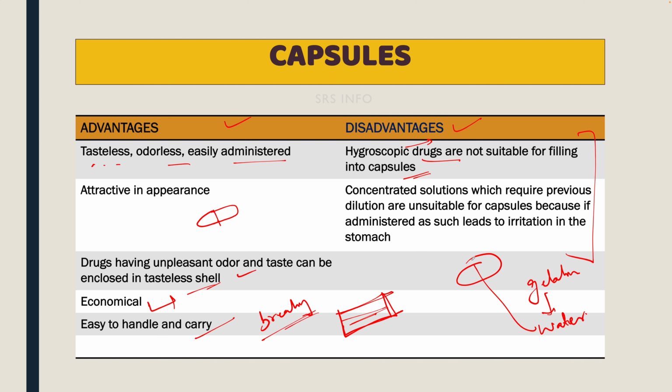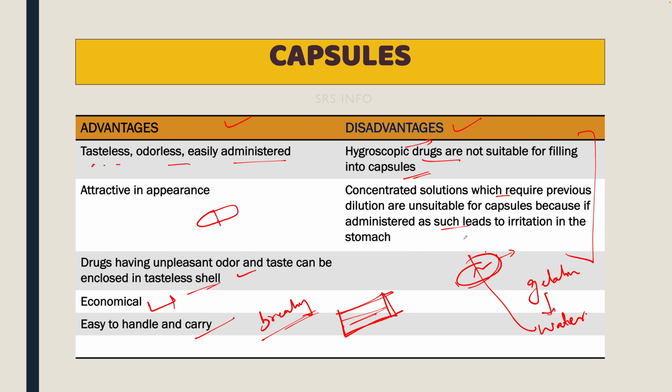So what will happen if the hygroscopic drugs are filled in this capsule? When this capsule comes into contact with water, the gelatin shell becomes soluble. When it becomes soluble, naturally the medicines inside the capsule can be damaged or dissolved in water. So those medicines which are to be kept as dry powder and hygroscopic, these types of medicines are not suitable for filling in this capsule.